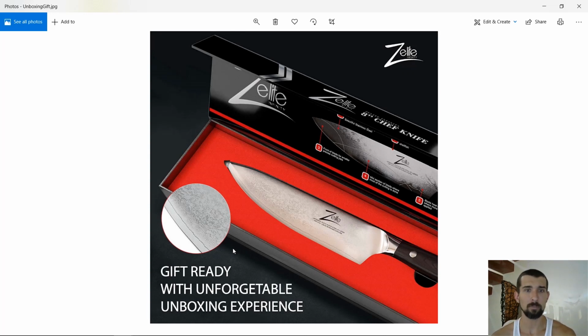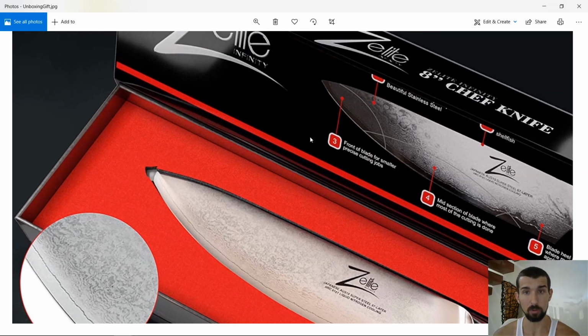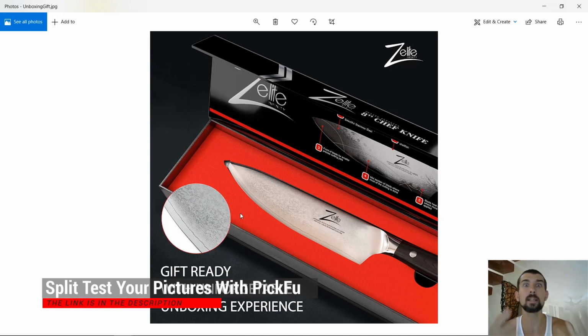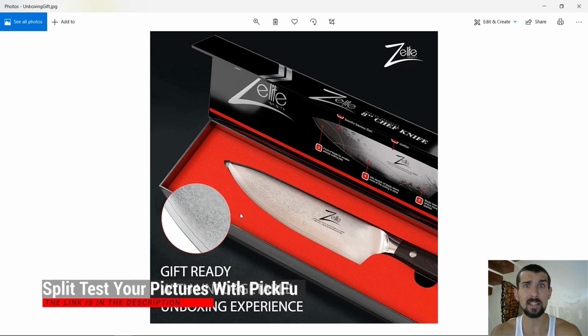And we have another one by Zealot here. Gift ready with unforgettable unboxing experience. This is a gift photo plus a slogan with unforgettable unboxing experience. So I guess it's going to be cool for the unboxers because look how beautiful the box is. It's really nice. 8-inch chef knife and gift ready. They could also add something like a little Christmas-themed infographic here. But nevertheless, this is a gift picture and it's really powerful, because if your item is giftable, you just gotta tell it again to the people.